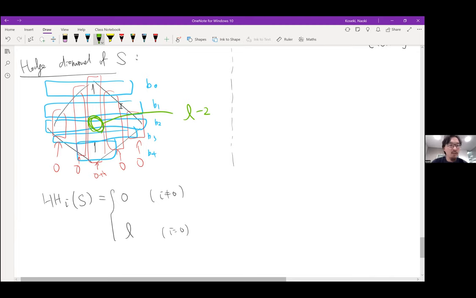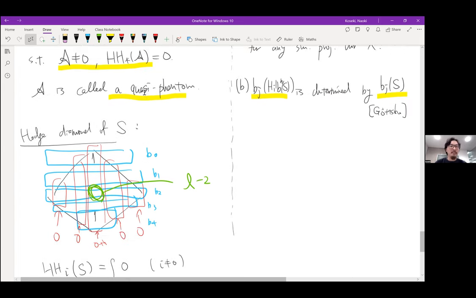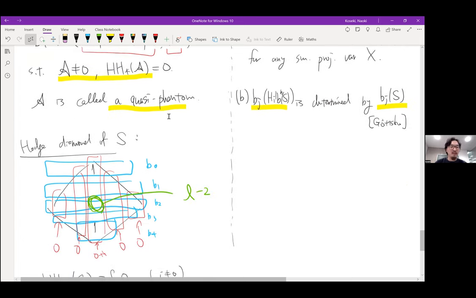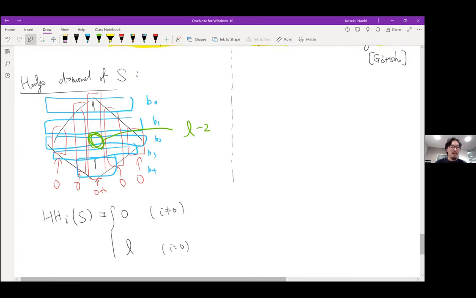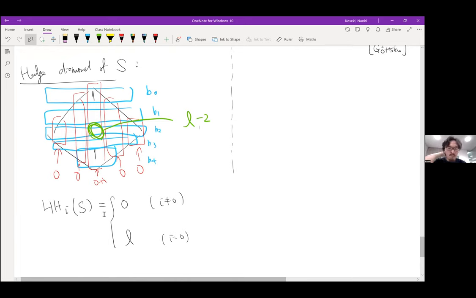So if you look at each row, you can now see that I've determined all the Betti numbers. First look at columns, and then look at rows. You see that this kind of SOD determines all the Betti numbers of the surface. And this is a very special phenomenon in dimension two, and you won't get it in higher dimension.